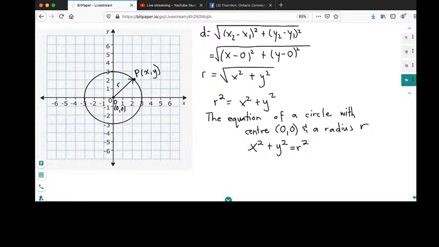The kind of questions that you're going to get for this part of this unit are going to say things like, figure out the equation of a circle with the center 0, 0 that passes through some point. So let's go ahead and solve that so that we can actually get ourselves the equation of this circle. Okay, so let's go ahead and do that.